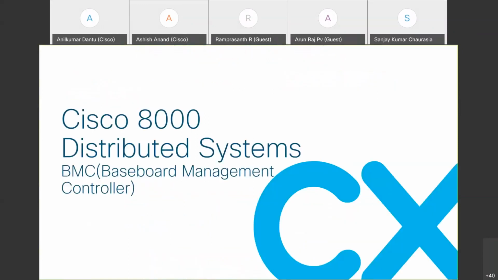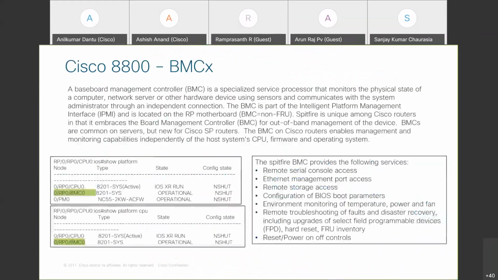Okay. Now coming to BMC. This is an important topic or component, and it is new to routers. It is new to us as handling XR systems. This is the first XR platform to have a BMC interface. A separate detailed session for BMC is planned next week, so I'll be just covering an overview now.